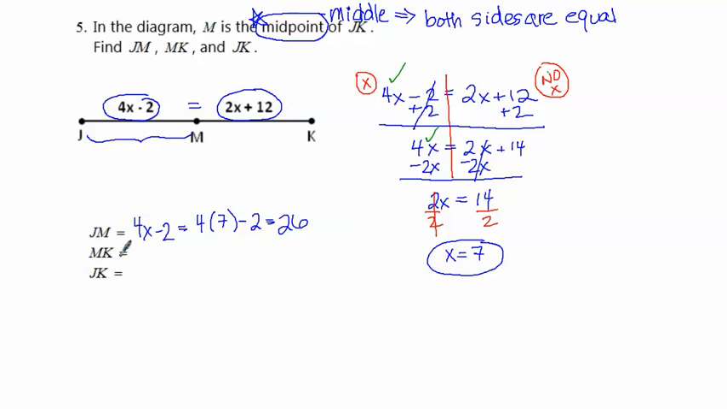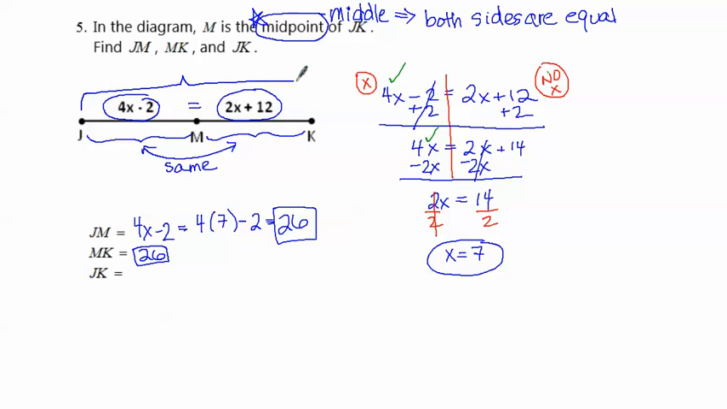The next one is MK. MK is over here, which is 2x plus 12. But because I know that JM and MK should be the same, I don't really need to substitute everything again. I know that this is also 26. And then JK, which is the entire length, should really be just the sum of the two halves, which is 52.